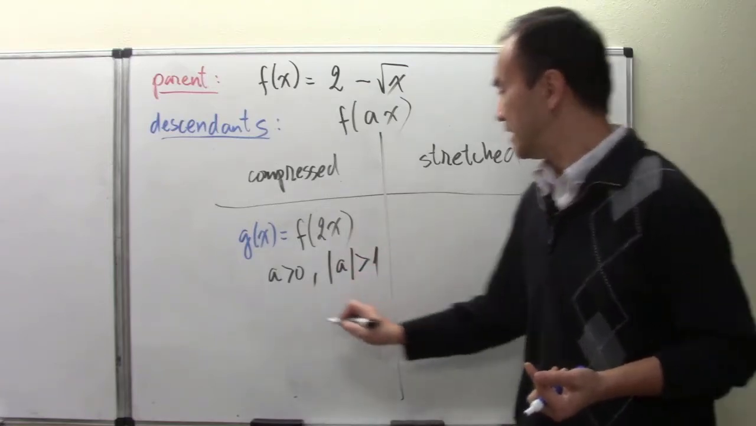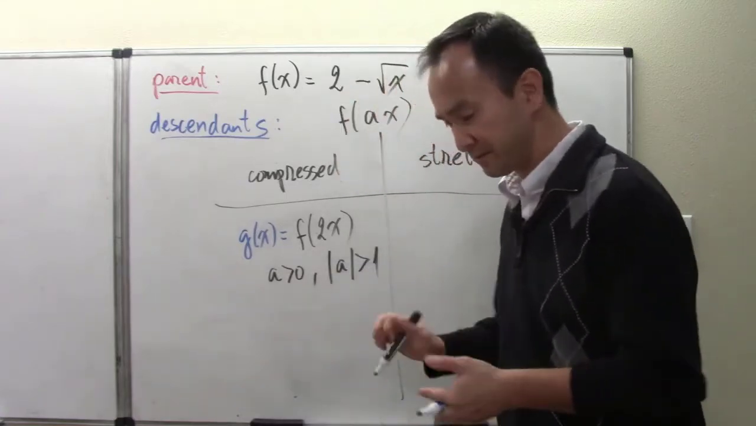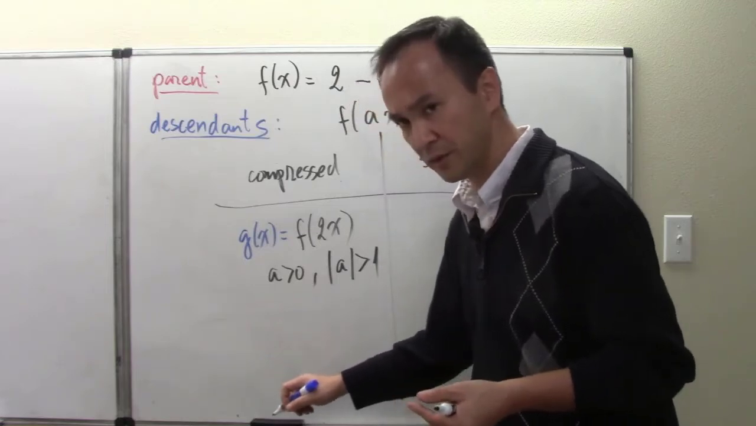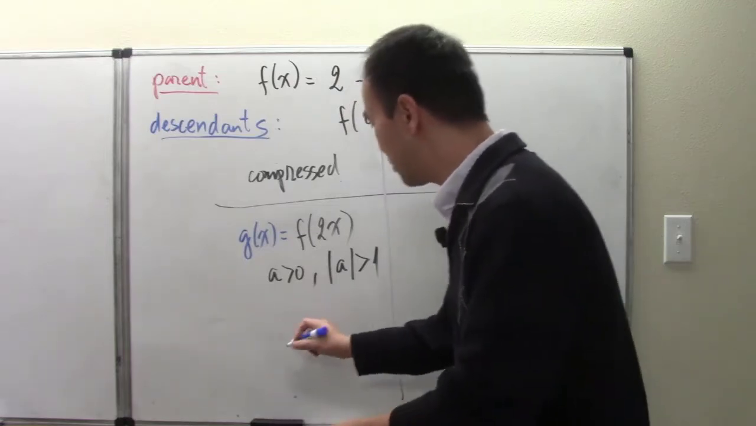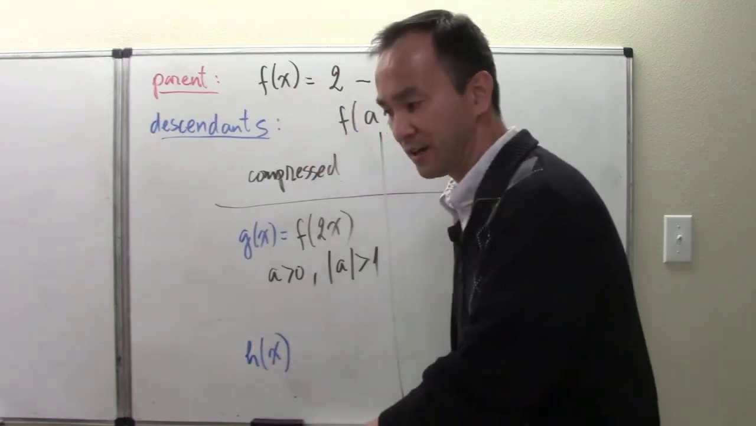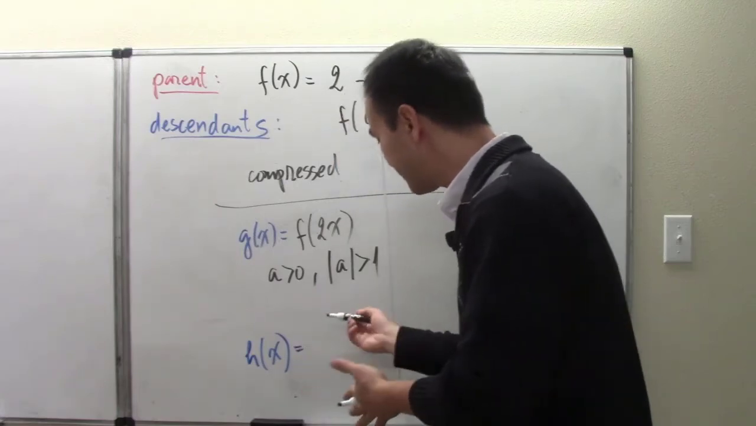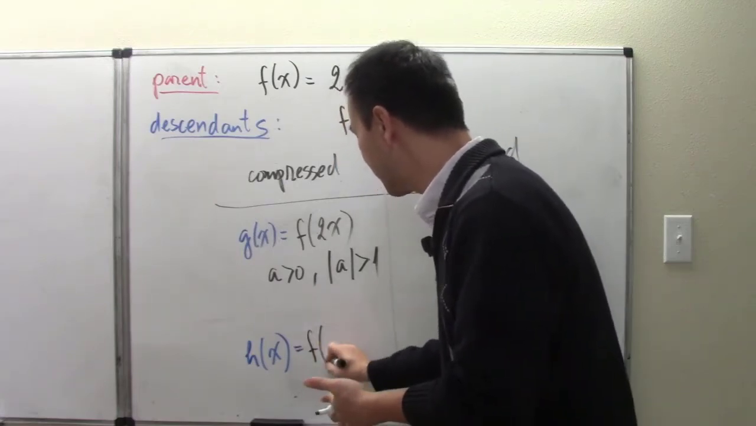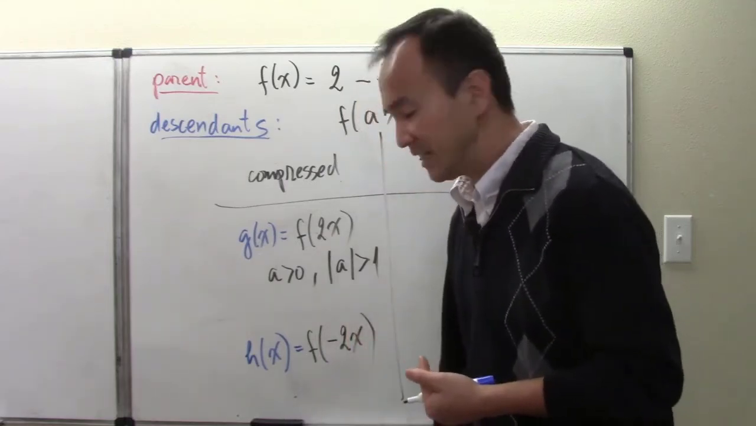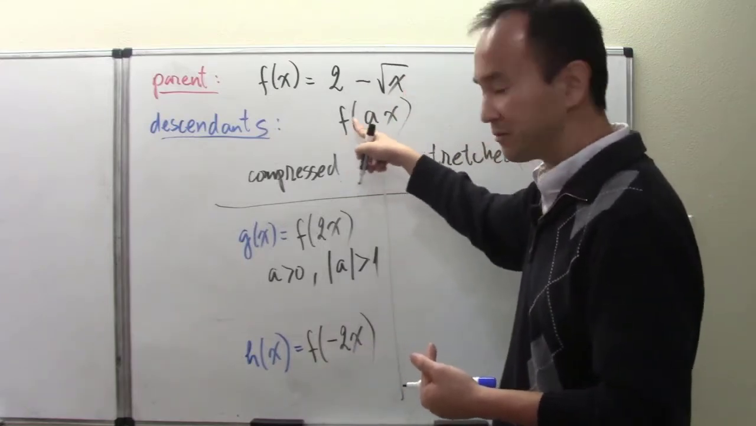Then we saw another descendant that was also horizontally compressed. That was h of x, defined as the parent function taking the inputs minus 2x. So this is minus 2, that's a. It's still in that form, f of ax.